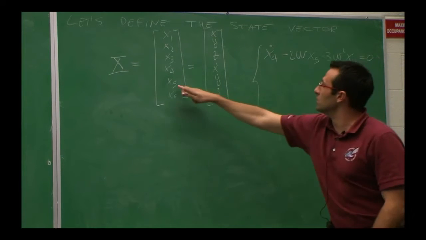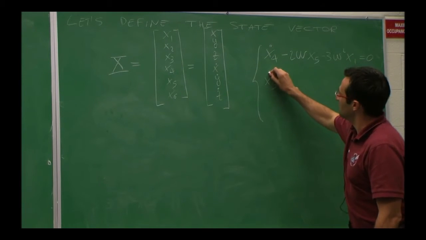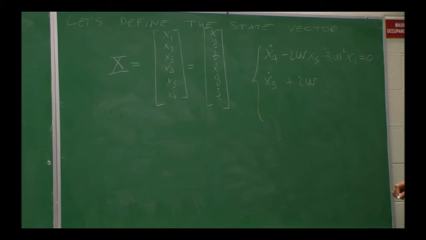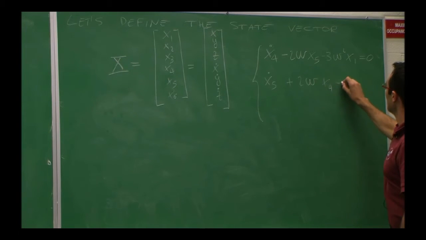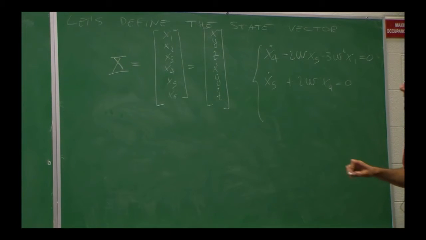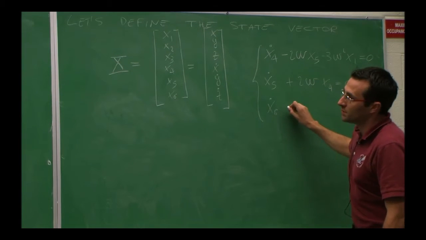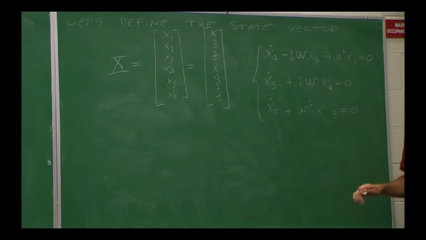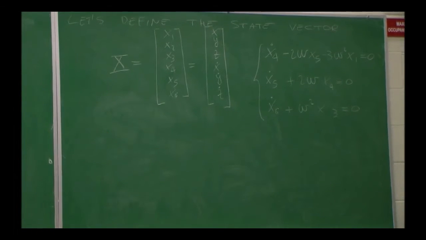And then y double dot is going to be x5 dot, because x5 is y dot. And then I have 2 omega x dot, which is x4, equals 0. Last one is x6 dot plus omega squared x3 equals 0. So this change of variable made all the double dots disappear. I don't have any second order time derivatives just because I changed the variables. And so from here I can do this.